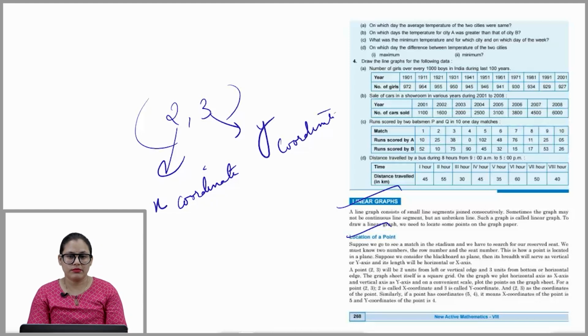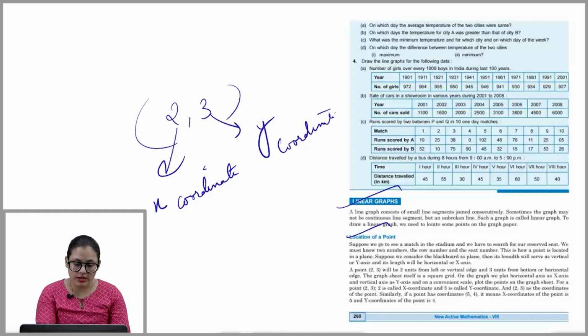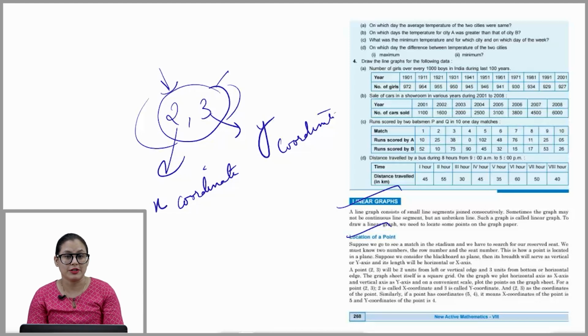And 2 and 3 as the coordinates of the point. Similarly, if a point has coordinates 5 and 4, it means the x coordinate of the point is 5 and the y coordinate of the point is 4. Remember, whenever there are 2 numbers, the first one is the x coordinate and the second one is the y coordinate.